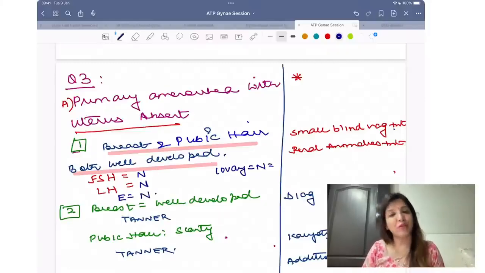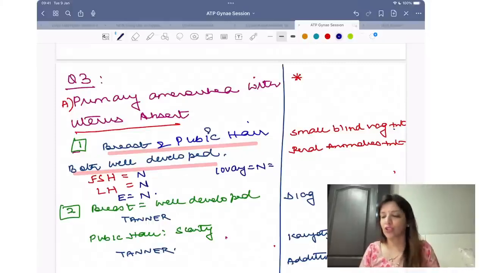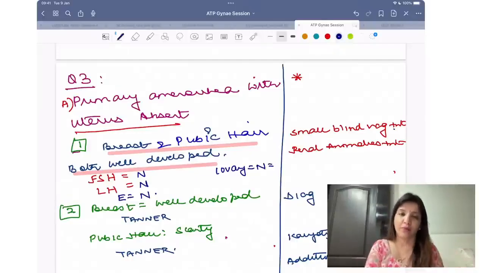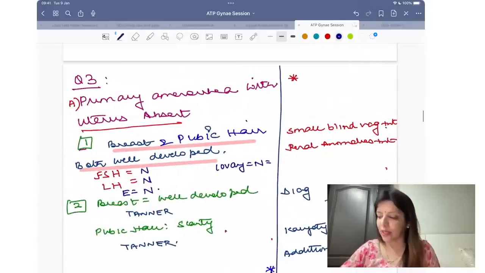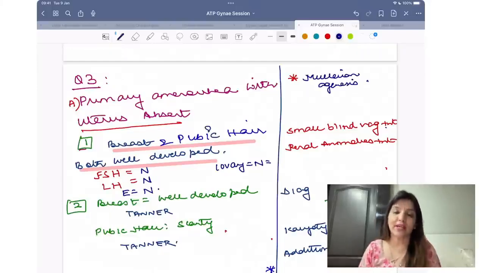So, breast development भी normal है, pubic hair भी normal है. So, if you get a question which says uterus absent, breast normal, pubic hair normal, LH, FSH, estrogen normal, that means you are dealing with Mullerian agenesis. राइट, सब कुछ नॉर्मल है. प्रॉब्लम यह है कि मुलेरियन डक्ट ही नहीं है. मुलेरियन डक्ट नहीं है तो यूट्रस नहीं है. बाकी एलएच भी नॉर्मल है, एफएसएच भी नॉर्मल है, ब्रेस्ट भी नॉर्मल है, प्यूबिक हेयर भी नॉर्मल है.